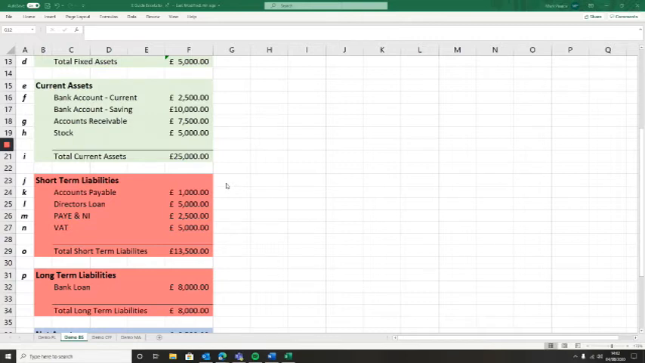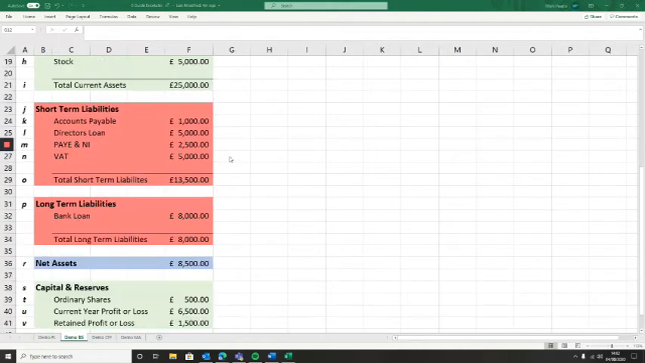We then move down to current assets. So these are cash, savings, what you're owed by your customers, items you have in stock ready for sale. These are all things that you can quickly and easily liquidate and turn into money. So from here you can see we have £25,000.